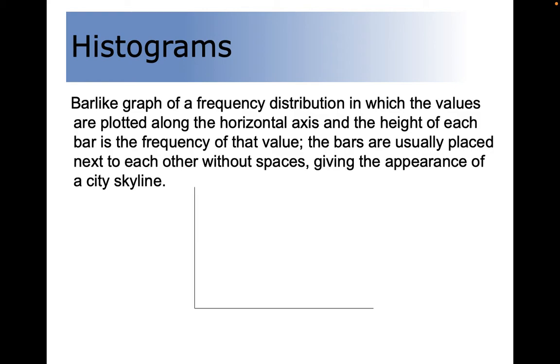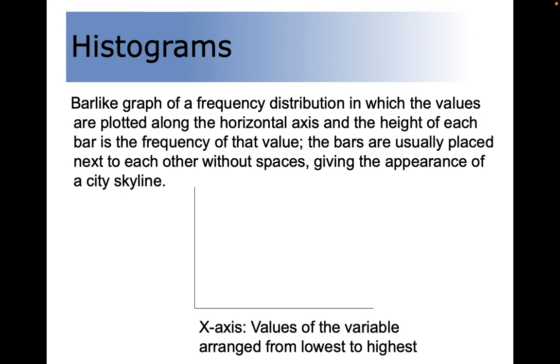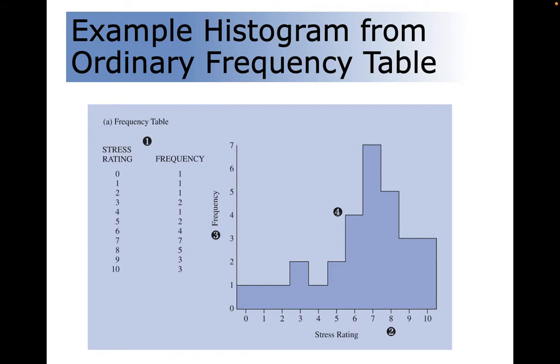So in a histogram, the height of each bar is the frequency of each value in the frequency table. Ordinarily in a histogram, all bars are put next to each other with no space, giving the appearance of a city skyline. So this is what it looks like.